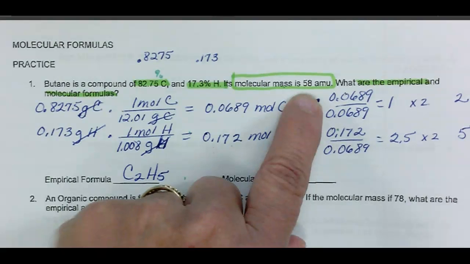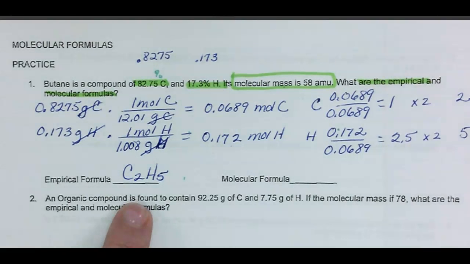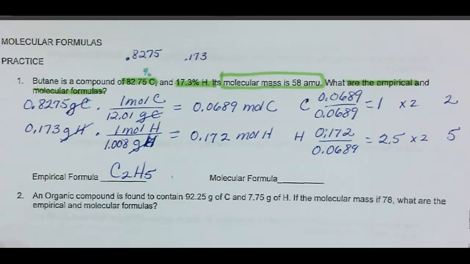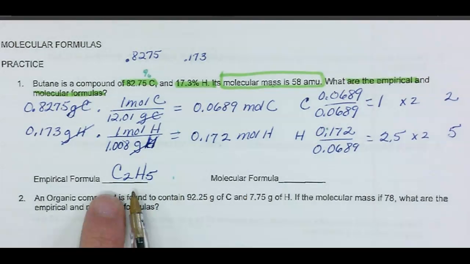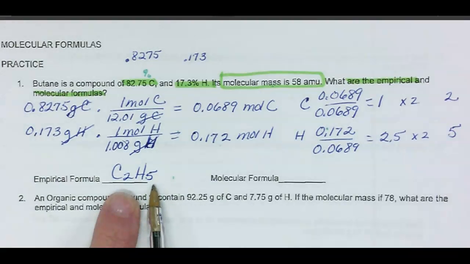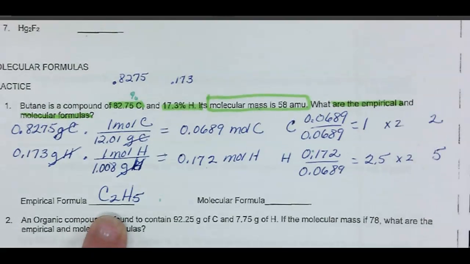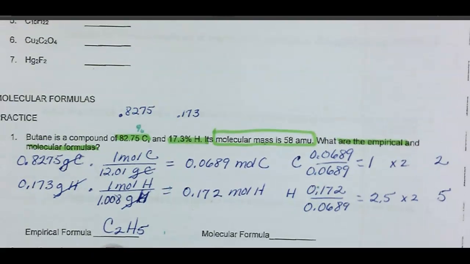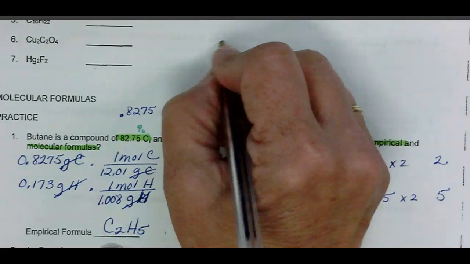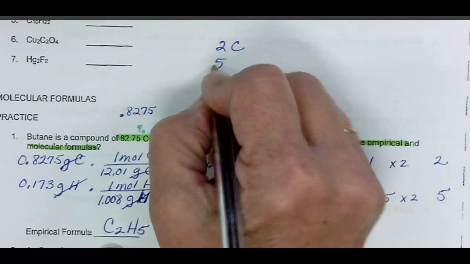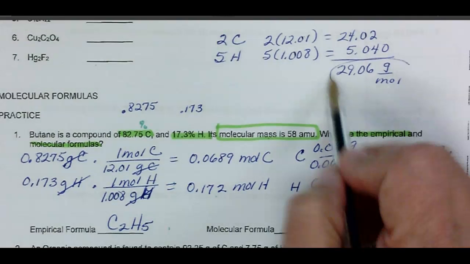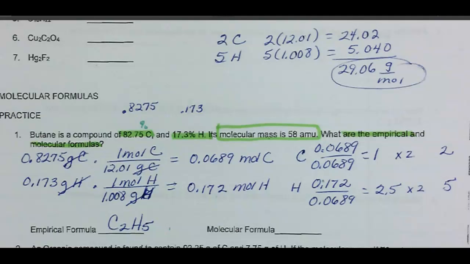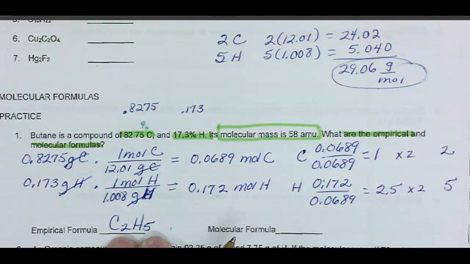Okay, now I need to do my molecular formula. It has a mass of 58. Okay, so again, empirical formula C2H5. And so we need to go back in now and find the mass of C2H5. Okay, so again, over to the side or somewhere. In this case, I would think you could really easily use the above. So 2 carbons, 5 hydrogens, and calculate that out. Okay, so I calculated it out. I got that it was 29.06 for the mass of my empirical formula.